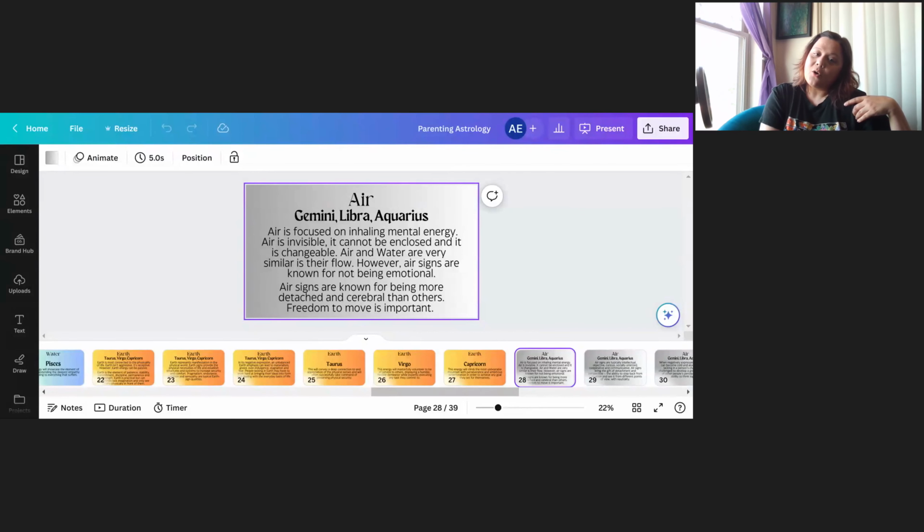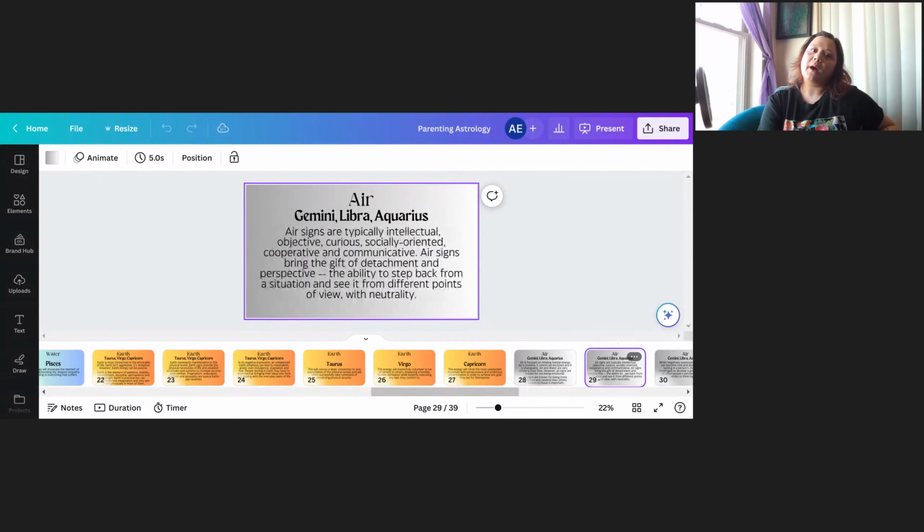And air signs are known for being more detached and cerebral than others, and freedom to move is important. So if you have a child who has very strong air qualities, you definitely want to get them in those activities where they can move their body because they're going to want to move their body. All right. And also air signs are typically intellectual, objective, curious, socially oriented, cooperative, and communicative. Air signs bring the gift of detachment and perspective, the ability to step back from a situation and see it from different points of view with neutrality.